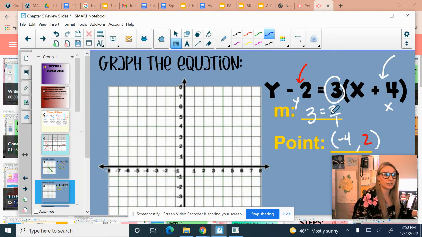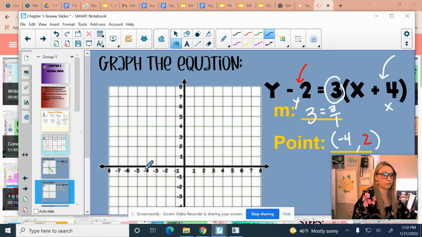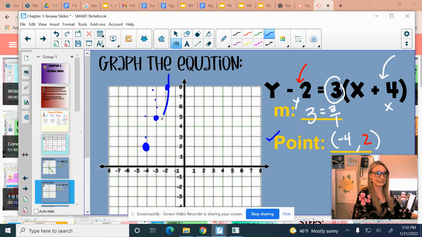So the very first thing you're going to do is plot this coordinate pair at negative 4, up 2. All right. We plotted our point. Now let's apply our slope of 3. So starting here, we go up 1, 2, 3 over 1. Well, we could do it again. 1, 2, 3 over 1.